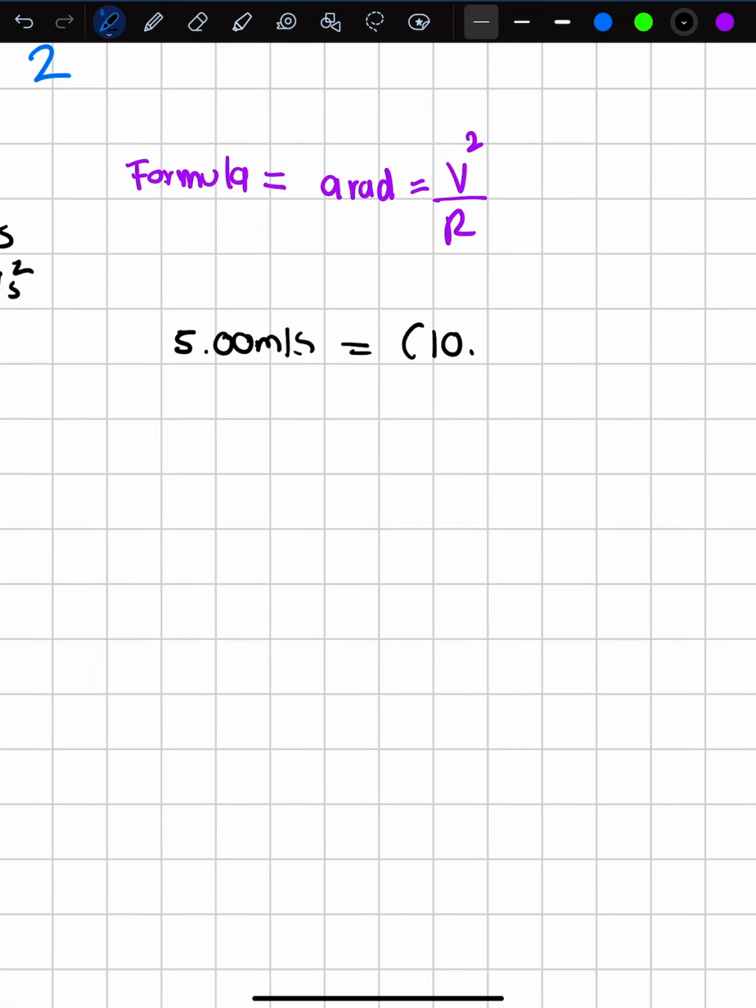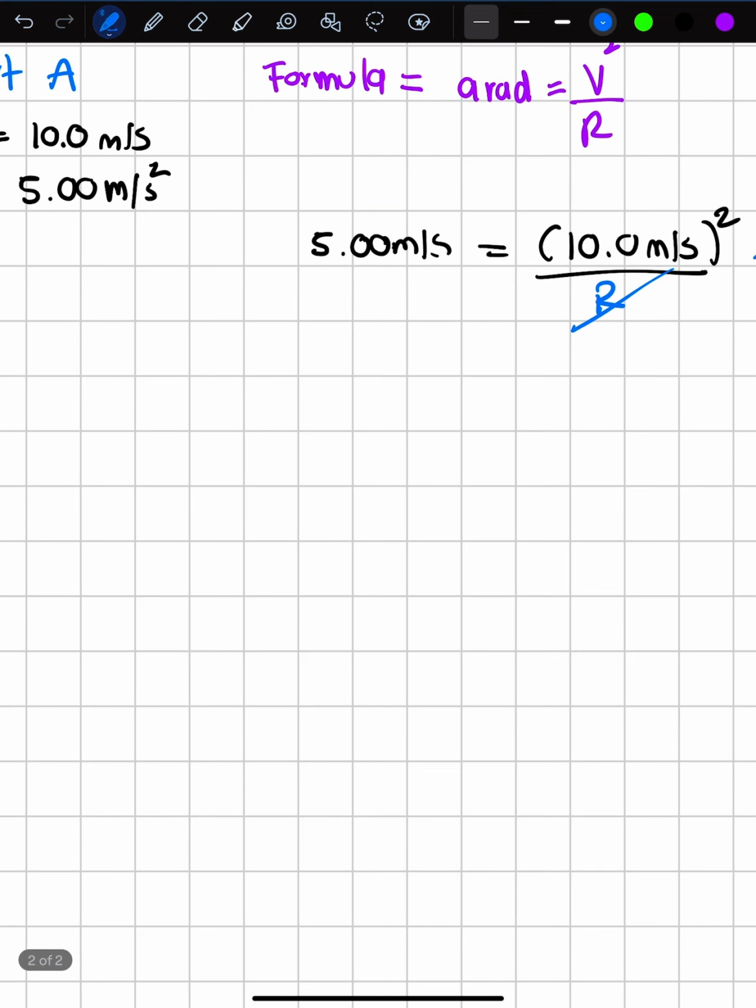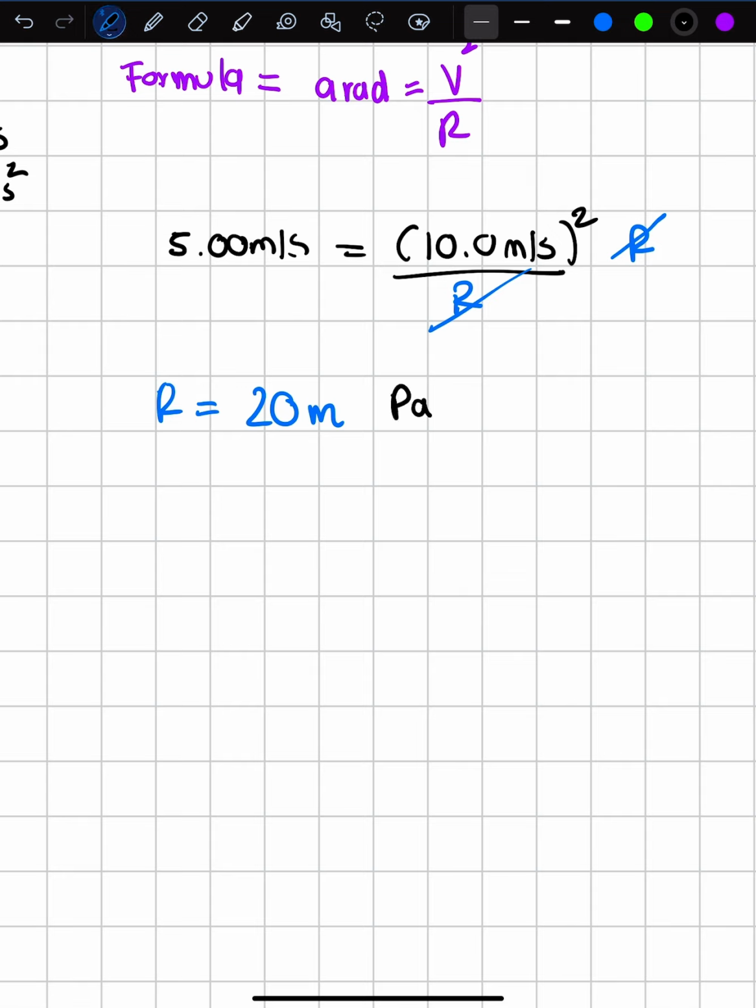So let me plug that in. Then we have our speed, or initial velocity, squared. Then we don't have the radius, so that's what we're finding. To get that to the other side, I'm going to multiply. Then when I put it to this side, we're just going to divide. We're going to square this and then divide by 5. So our final answer is going to be 20 meters. That's our answer for part A, 20 meters.